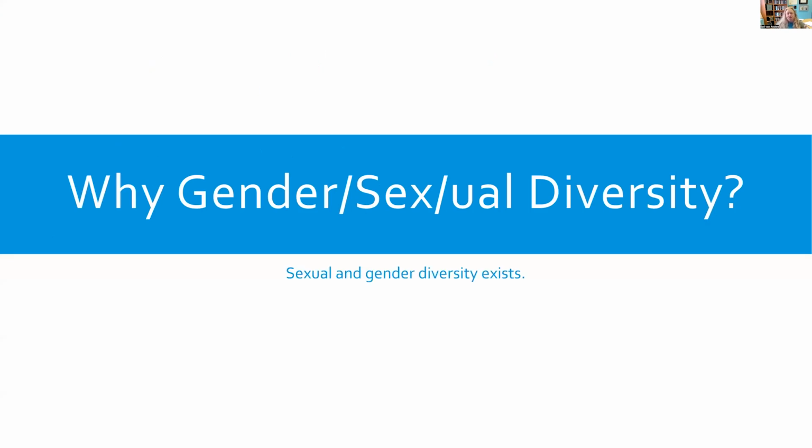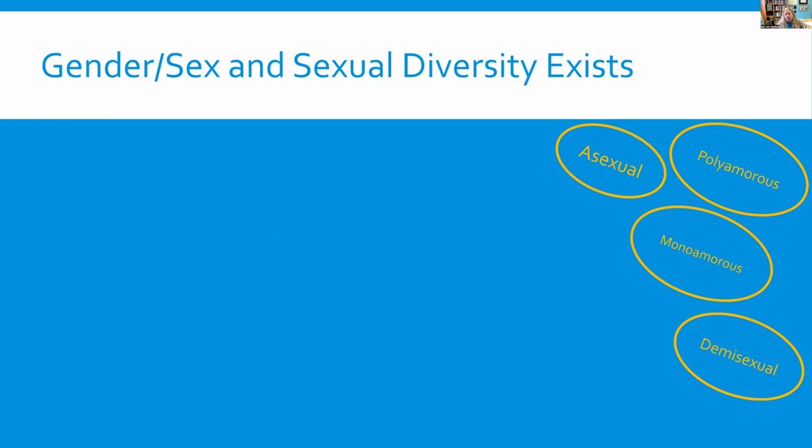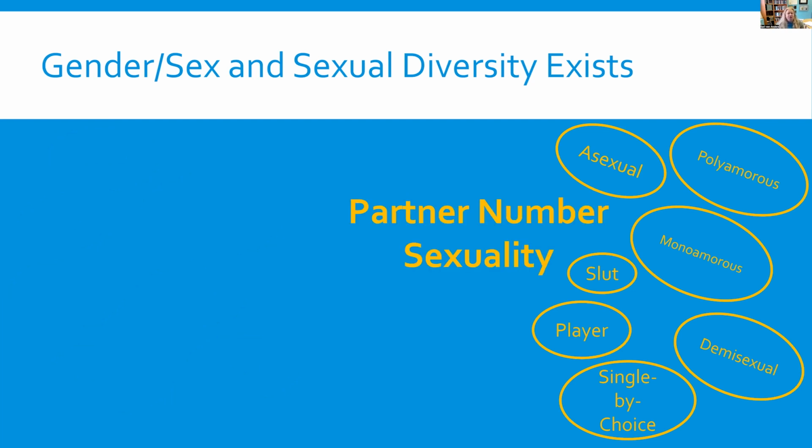So first, why gender, sex, and sexual diversity? I think one of the main reasons is that it exists. And we often think about it when we think about phenomena or people or existences or identities like these ones. We also think about it, though, when we think about existences like these, for example, asexual, polyamorous, monoamorous, and demisexual. And there's also other ones that we don't always put into gender, sex, and sexual diversity, but that also do exist, like slut or player or single by choice. And we can actually name these. We can call these partner number sexuality.